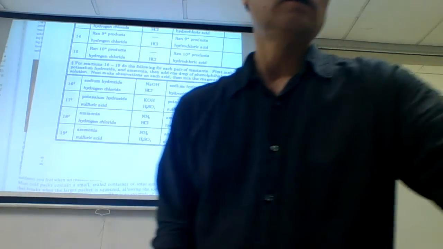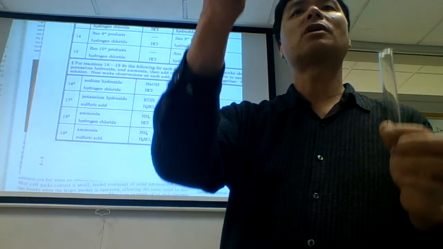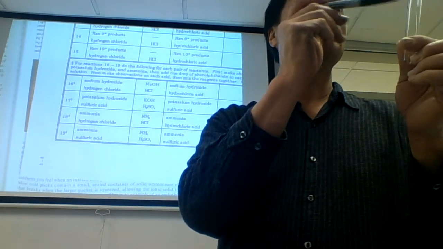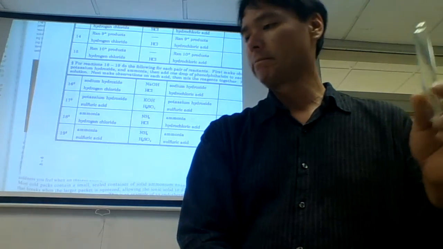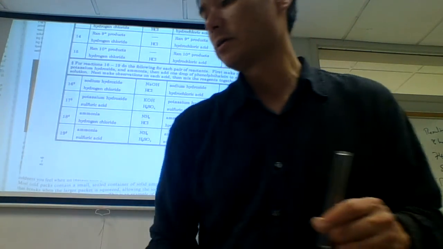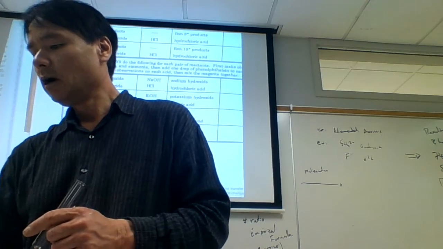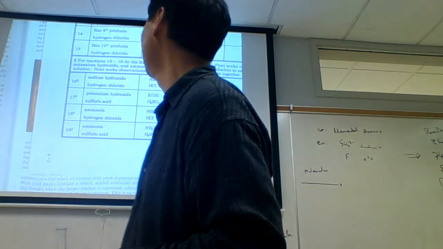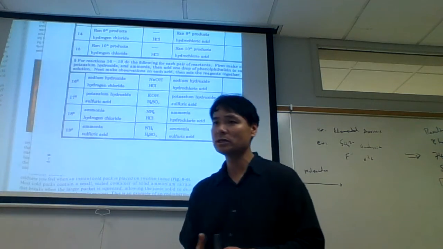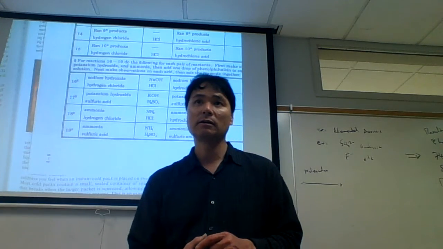To keep track of the test tubes, we have Sharpies. You can just write the number on the test tube itself. I only have 3 Sharpies, so you've got to share them. For reactions 16 through 19, it asks you to add phenolphthalein, which is a dye. We're going to skip that phenolphthalein.